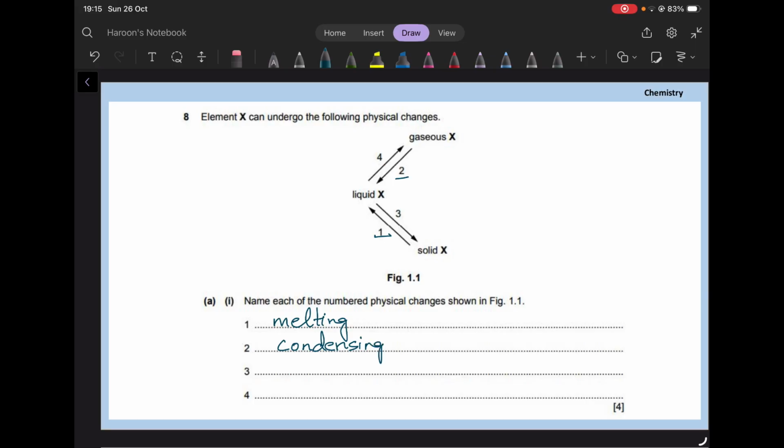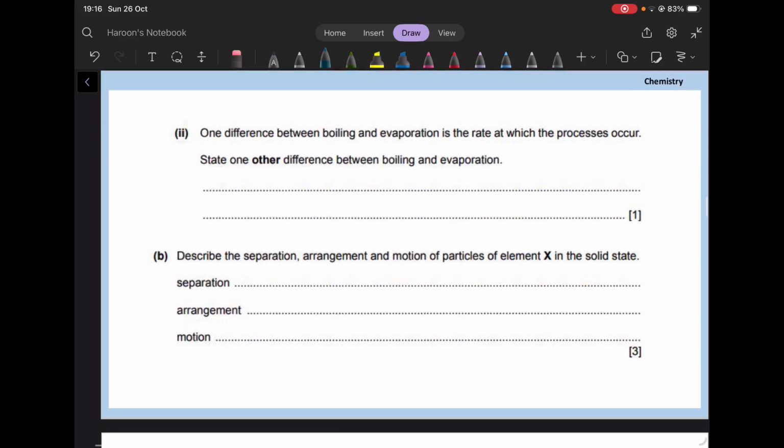Next, number three is from liquid to a solid state. Liquid to solid state is freezing. Lastly, number 4 is liquid to a gaseous state. Either you can call it boiling or you can call it evaporation as well. It's up to you. Both would be marked correct.